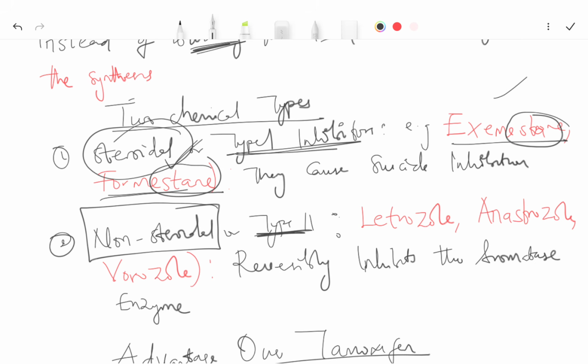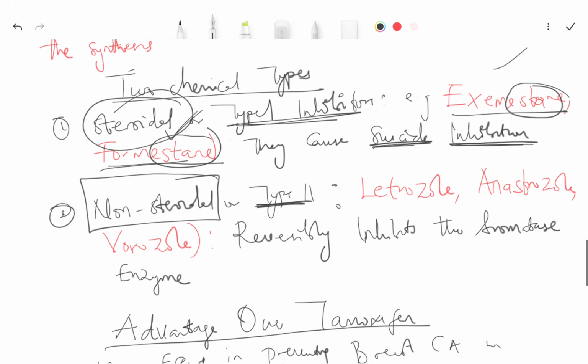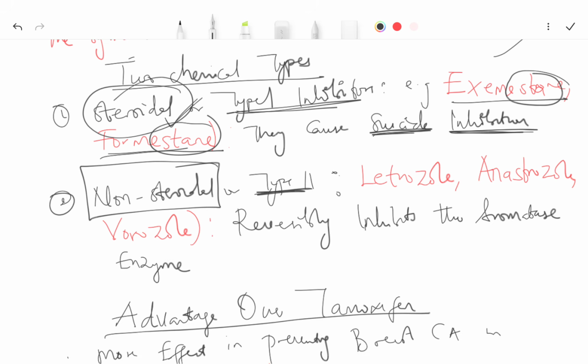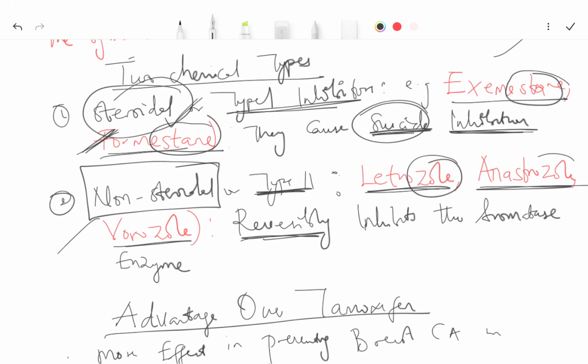These ones do what we call suicide inhibition. They irreversibly inhibit the enzyme, while the non-steroidal ones inhibit reversibly. So the difference between the steroidal and the non-steroidal is that the steroidal ones are irreversible, meaning suicide inhibition, while the non-steroidal aromatase inhibitors are reversible. A good example is what? Letrozole, anastrozole, and vorozole. You can see they are ending with zole.